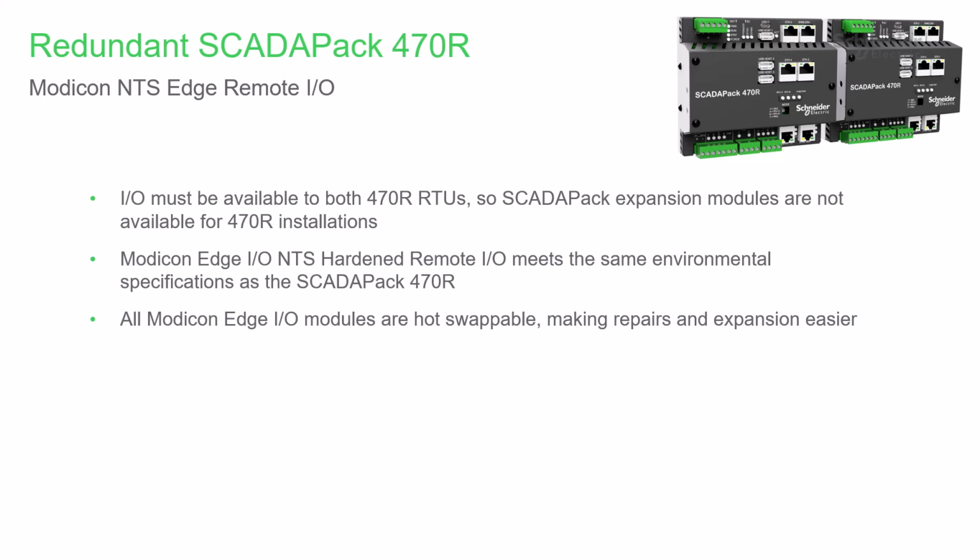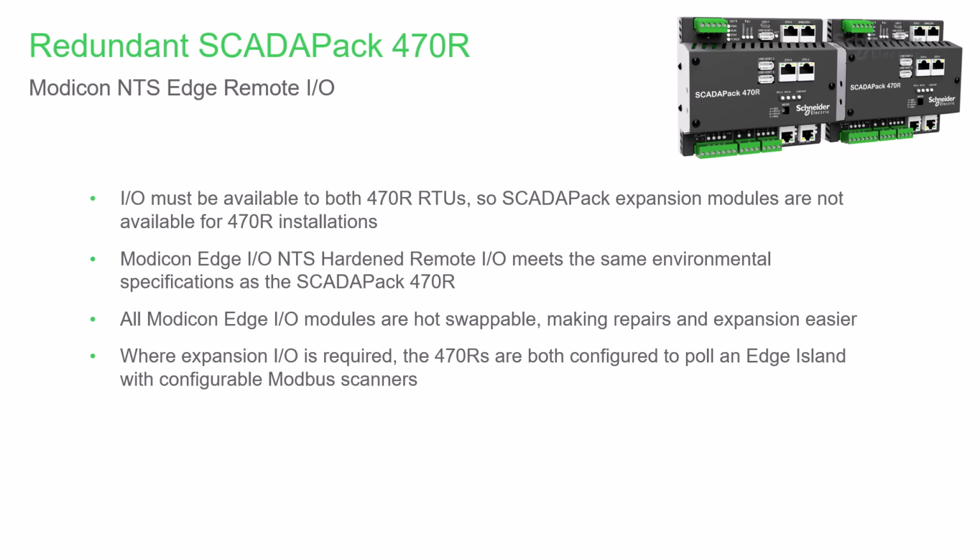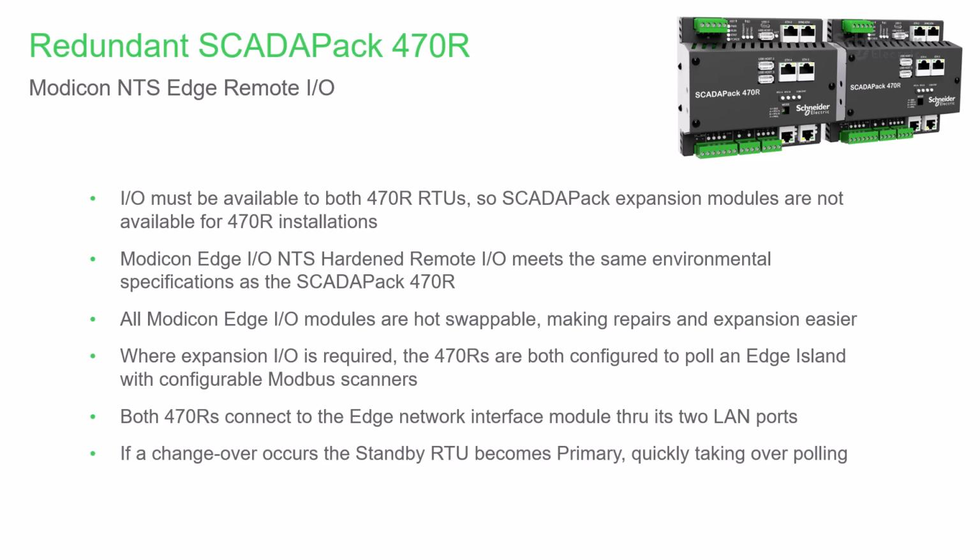repairs and expansion easier. Whenever expansion I/O is required in a redundant SCADAPack 470R installation, the 470Rs are configured to poll the edge island with configurable Modbus scanners provided by Remote Connect. The Edge I/O network interface module includes 2 LAN ports, so both 470Rs can connect to it. Then, if a changeover occurs, the standby RTU, on becoming primary, quickly takes over polling of the remote I/O.